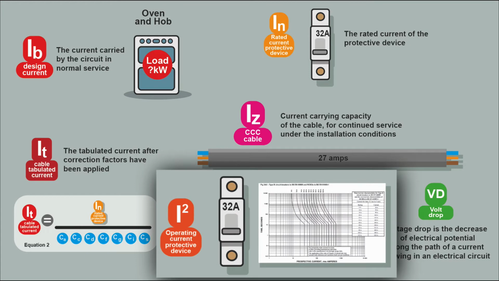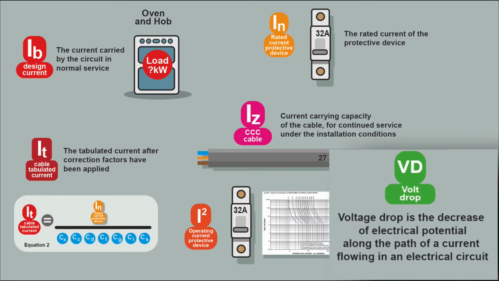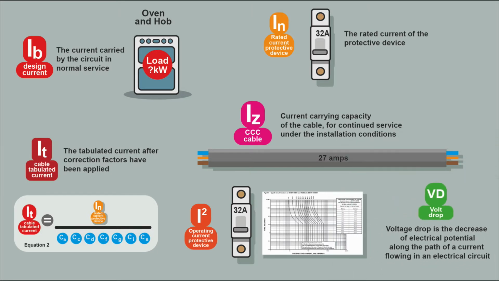And I2 is the actual tripping time of the protected device. Not its rated number, what's printed on the device. This is the actual value where the device will trip. We've got voltage drop as well, which we need in our calculations, which is the decrease of electrical potential, how much voltage is lost when it's going down the cable.